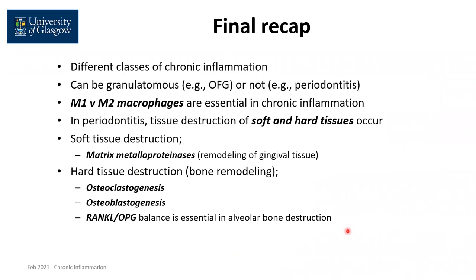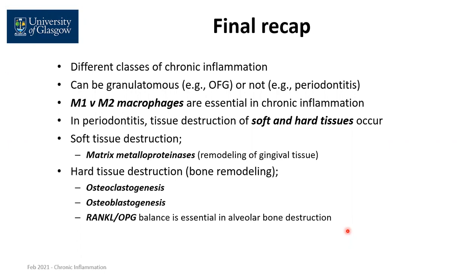So quite a brief part B of chronic inflammation. Hopefully it made sense. Just a final recap on the session. So there are different classes of chronic inflammation. These can either be due to the formation of granulomas, such as OFG, or not, such as periodontitis. M1 and M2 macrophages are important in the process of chronic inflammation in balancing this process of tissue injury versus tissue repair, and that's something we'll revisit in the next session.